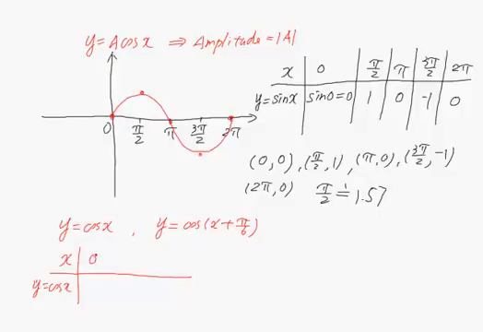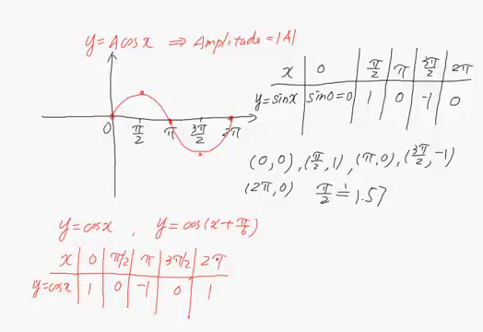See here we have the 0, so cosine 0 is equal to 1, so we have the point (0, 1). And then half pi, cosine half pi is equal to 0. And then cosine pi is equal to negative 1. Cosine 3 pi over 2 is equal to 0. And then finally, cosine 2 pi is equal to 1.